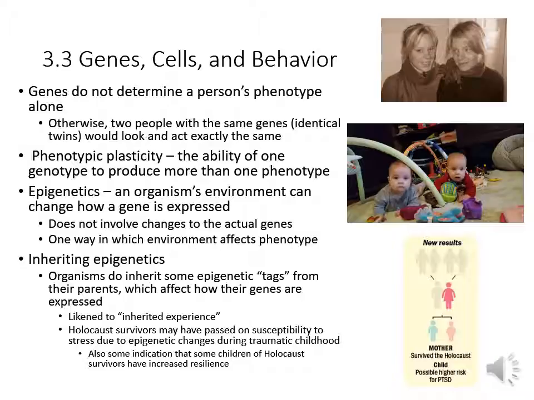There's evidence that they passed some of these epigenetic tags on to their offspring, such that some of the children of Holocaust survivors have a higher risk for developing PTSD or a higher susceptibility to stress. Notably, some studies also indicate that while some children of Holocaust survivors have decreased resilience to stress, some also have increased resilience. So it's a relatively new field of study, and hopefully some more clarity will come over time.